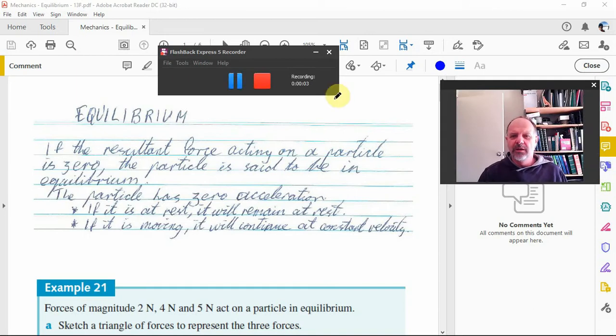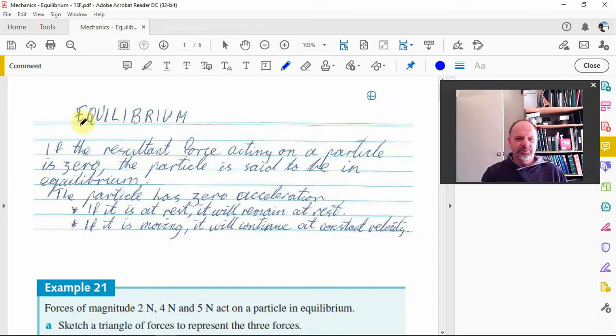Alright, next we're up to what we call equilibrium. If something's in equilibrium, it means all of the forces are balanced, and the thing may not be moving, or if it is moving, then its velocity is not changing. If the resultant force is zero, that's what we refer to as something being in equilibrium.